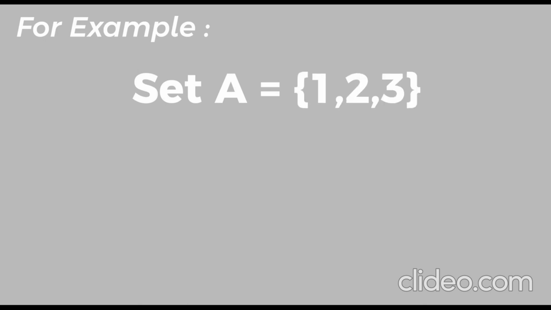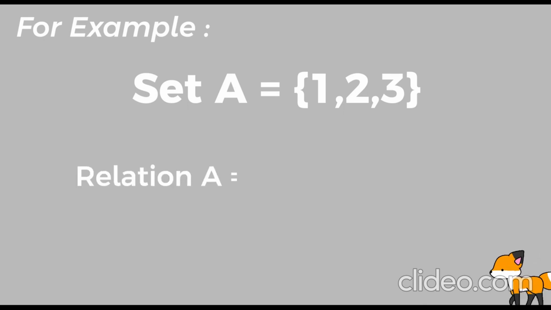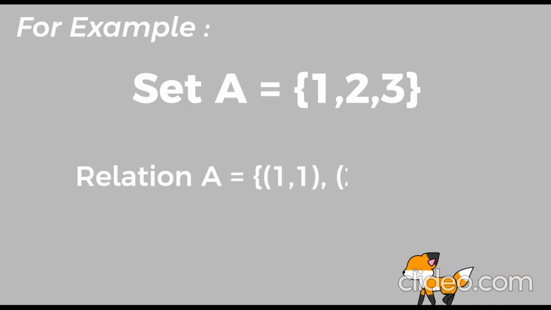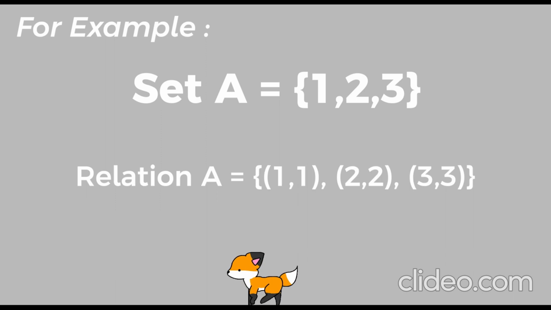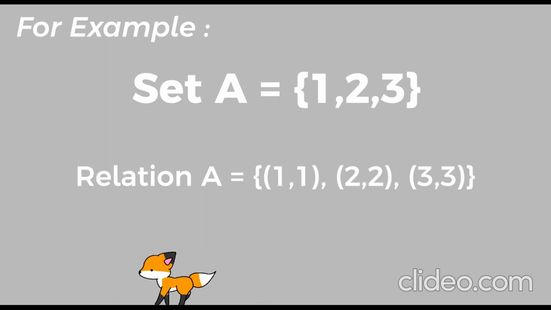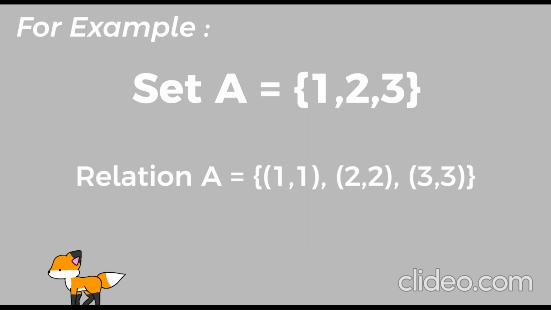For example, let's consider set A consisting of elements 1, 2, and 3, and the relation R has (1, 1), (2, 2), (3, 3). This relation is reflexive on set A because 1 is an element of set A and 1 is related to 1. Same goes for number 2: 2 is an element of set A and 2 is related to 2. 3 is an element of set A and 3 is related to 3.